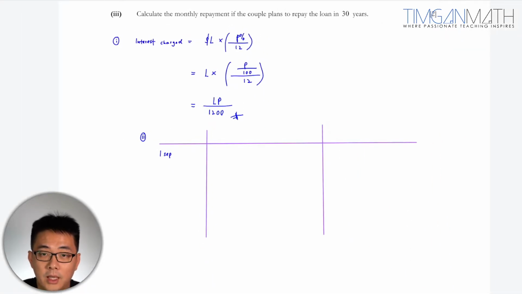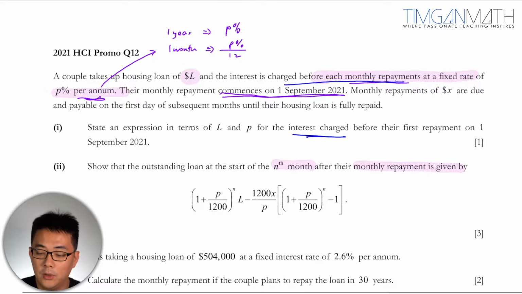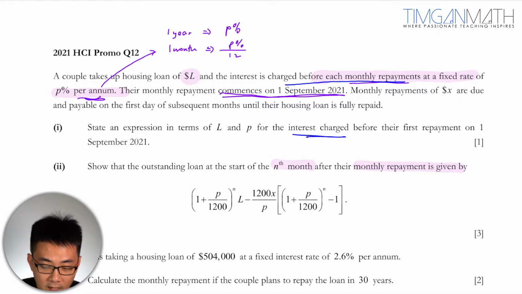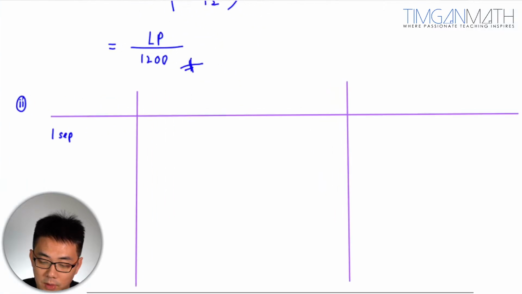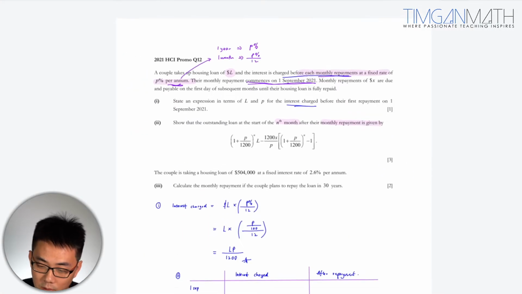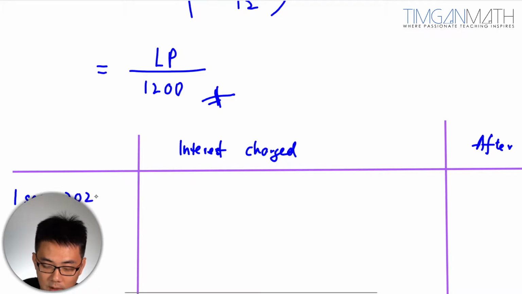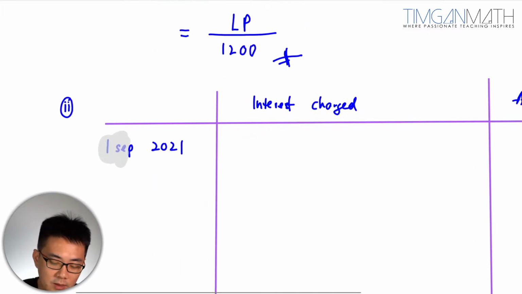So let's try and understand. Interest is charged before each monthly repayment. So you charge the interest first, then only you pay. Interest charge, then after repayment. This is important. You need to know the sequence here. So 1st September 2021 is this one over here. Maybe I just put September.